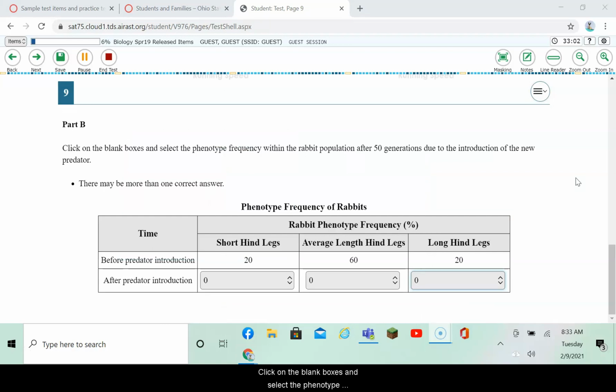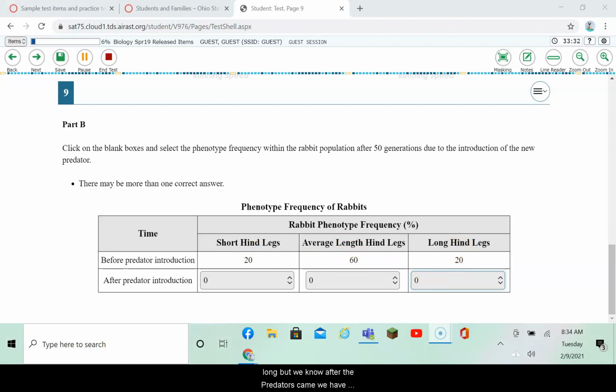Click on the blank boxes and select the phenotype frequency within the rabbit population after 50 generations due to the introduction of the new predator. There may be more than one correct answer. So this is our phenotype frequency of rabbits. Okay, these are short legs, average legs, and long legs. Before the predators, we had our frequencies 20% short, 60% average, and 20% long.